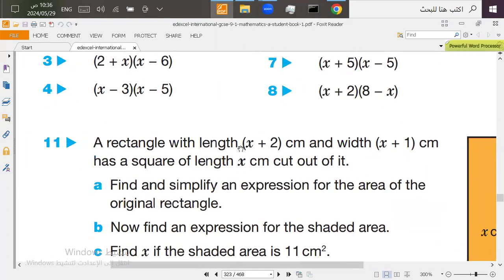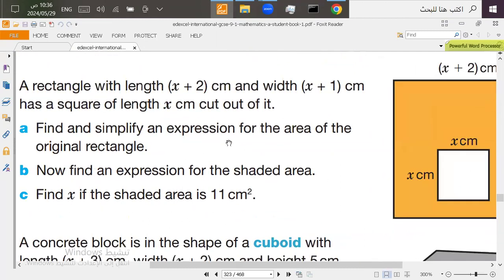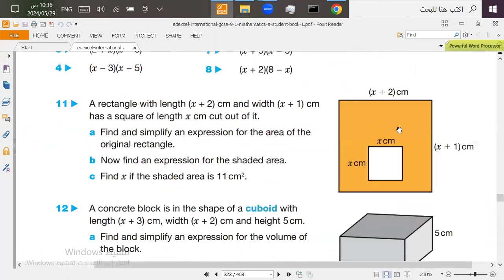A rectangle with length x plus 2 and width x plus 1 has a square of length x centimeters cut out of it. Find and simplify an expression for the area of the original rectangle. So first, to find the area of the original rectangle, you're going to multiply this by this and make an expression. So let's do it here.